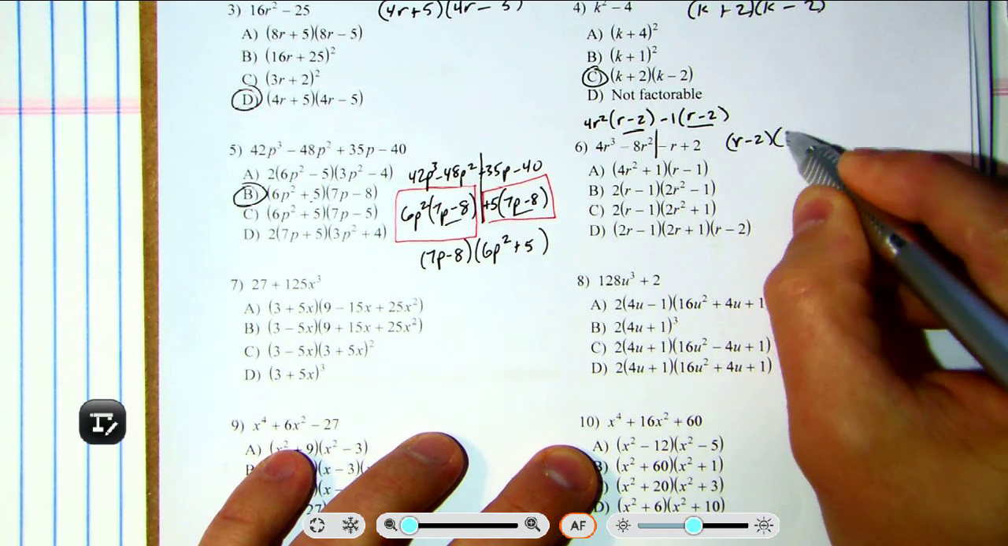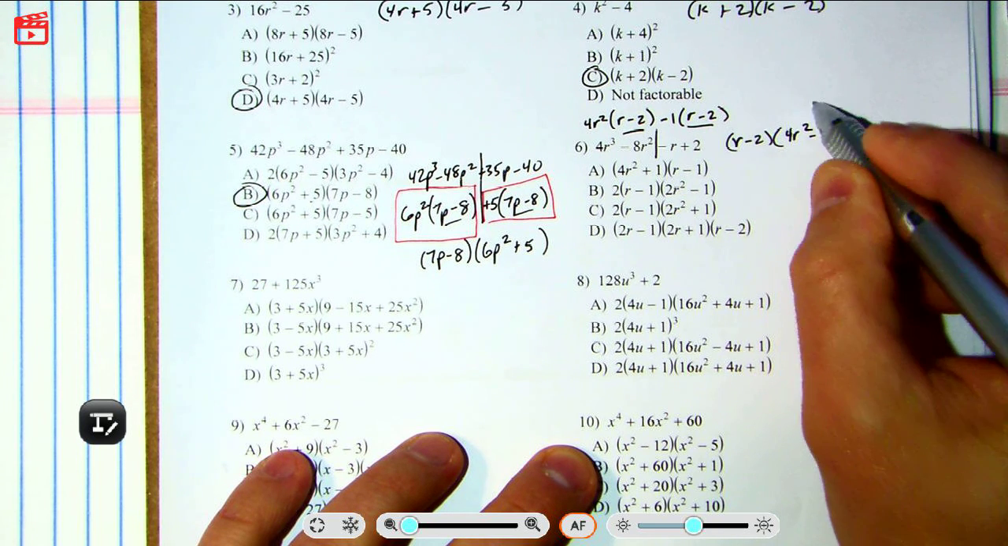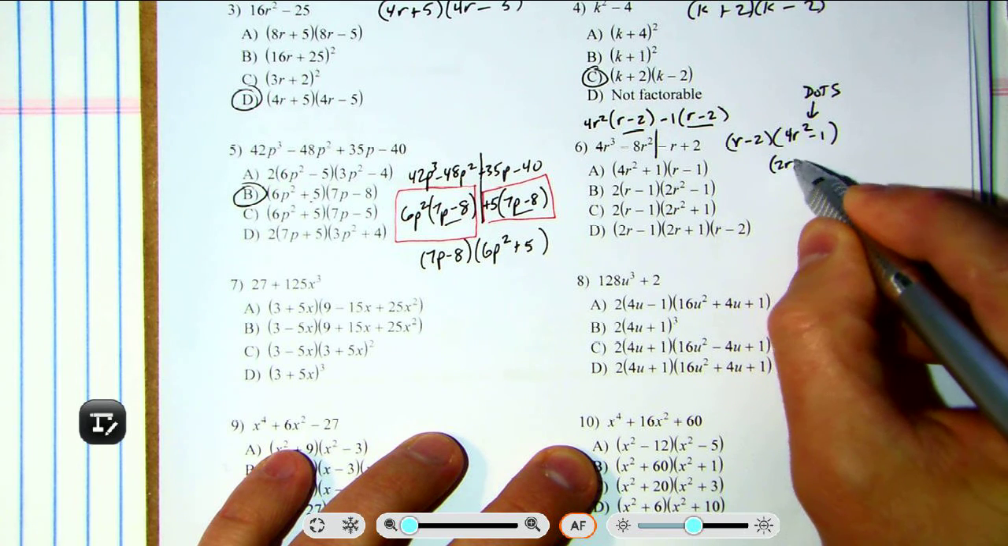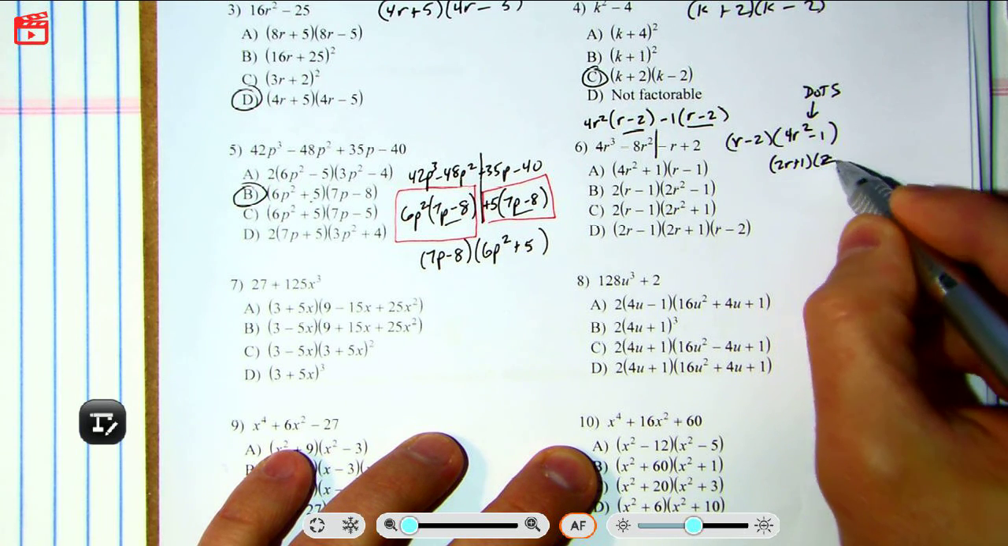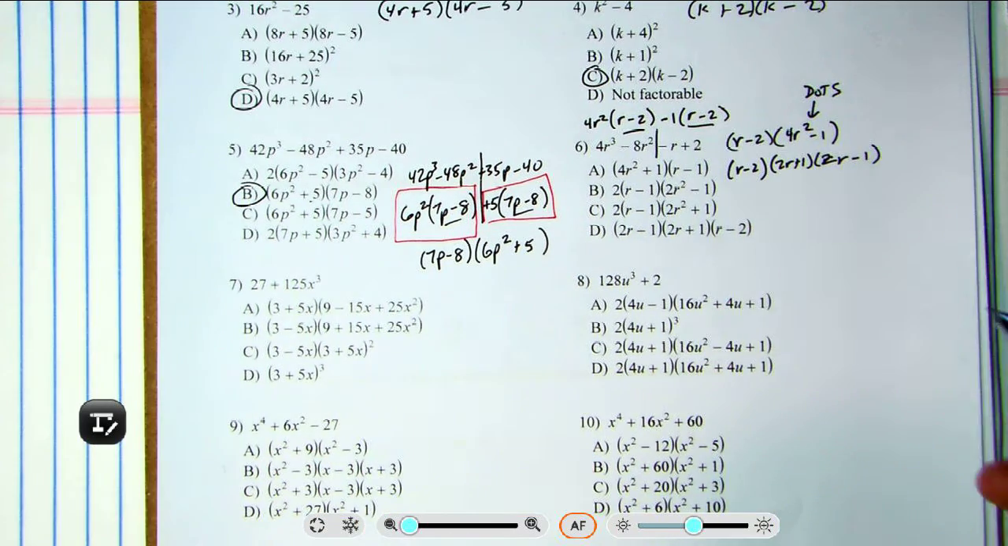But wait, that doesn't look like any of our answers, does it? It's because this is, again, a difference of 2 squares. So it's 2r plus 1 and 2r minus 1. And you'll see the answer for number 6 then is letter D.